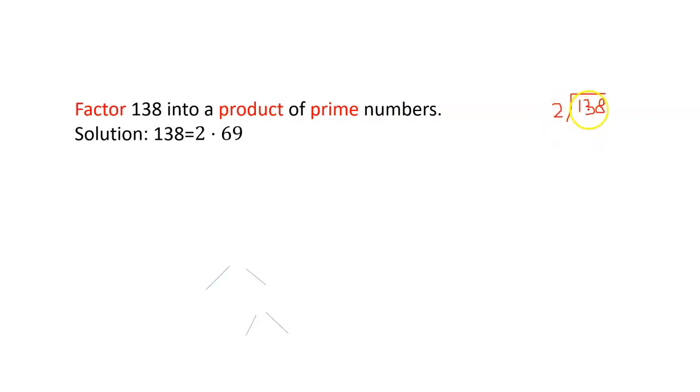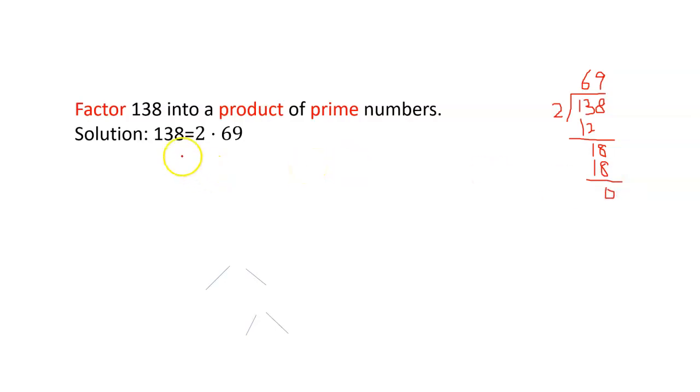2 doesn't go into 1, but 2 goes into 13 6 times. So we get 2 times 6, which equals 12. And then 13 minus 12 equals 1. And then we bring down that 8. So we get 18, and 2 goes into 18 exactly 9 times, because 2 times 9 is 18, and 18 minus 18 equals 0. So if you forgot how to do long division, make sure you watch another video.